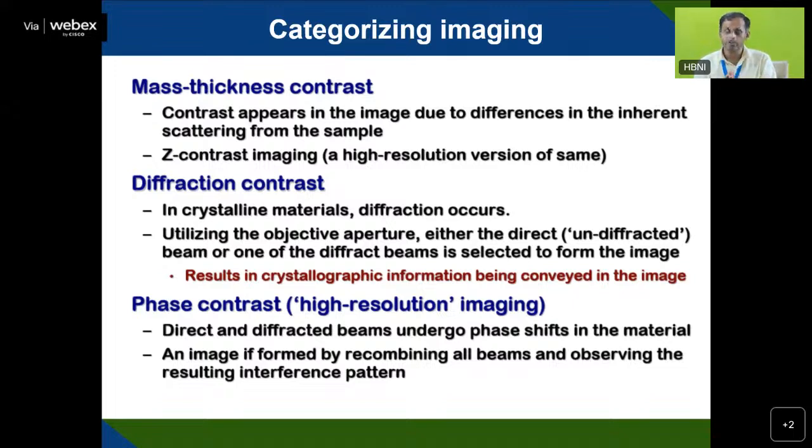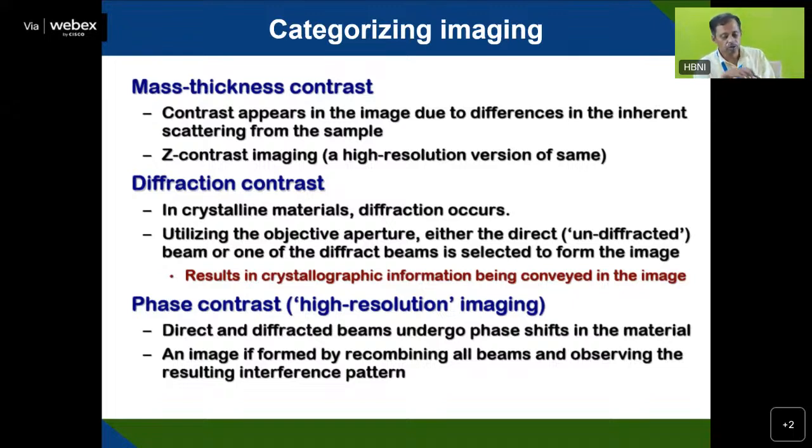The contrast appears in the image due to a difference in the inherent scattering of the sample. Like if you have a copper core and the shell is something like silica, then copper is high Z and silica is low Z. So you are able to see the mass contrast of the copper and silica. You are able to see the core-shell structure.